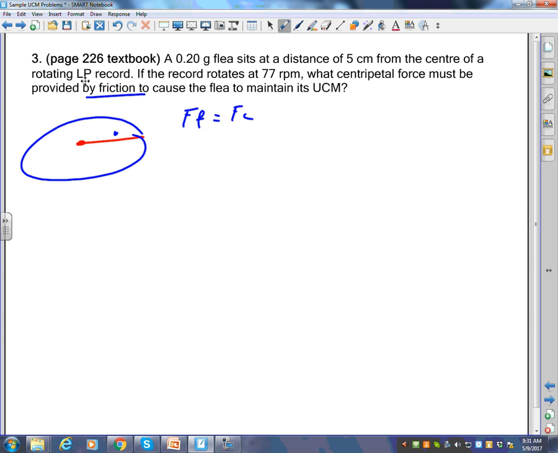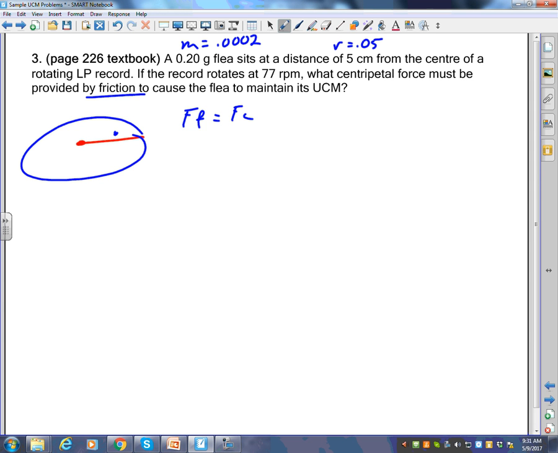Now, what quantities do we have? We have mass. We have the distance, which is 5 centimeters. Did you note that the mass is in grams? So what do we have to do? Convert it to kilograms, so divide by 1,000. So 0.0002 kilograms. The radius has got to be in meters, 0.05.